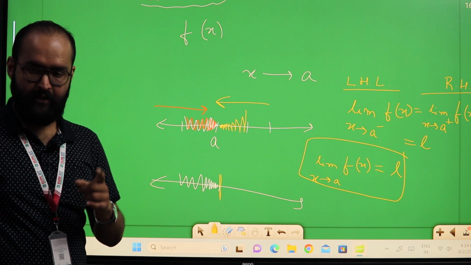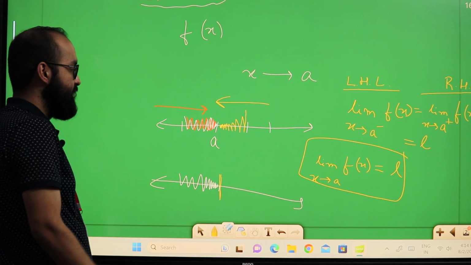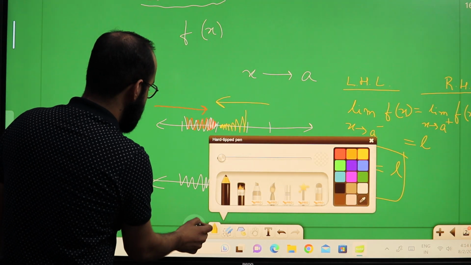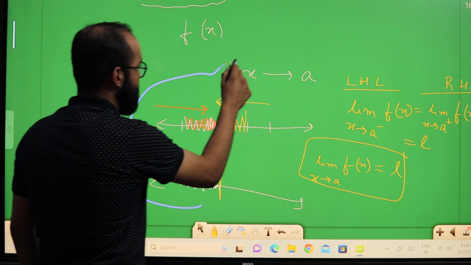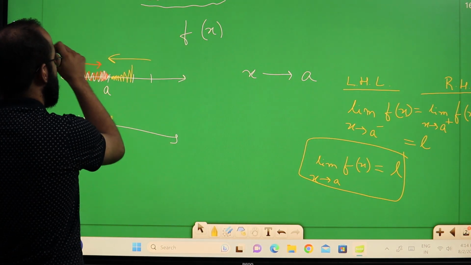Now, what is continuity? Continuity is basically defined like this.